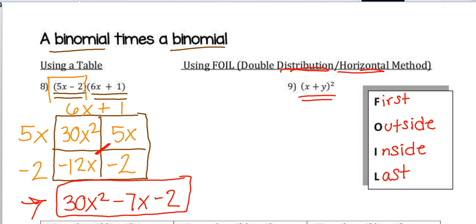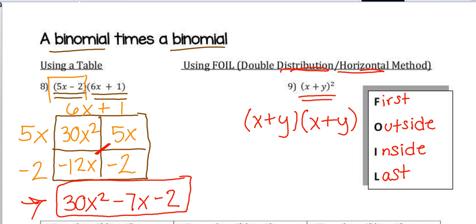Before we actually FOIL, let's talk about this x plus y squared. Last unit, we said that we could not distribute in that squared. Do you remember that? This is not x squared plus y squared. That's not allowed. Instead, what this is saying is x plus y times x plus y. So it's 2 times.